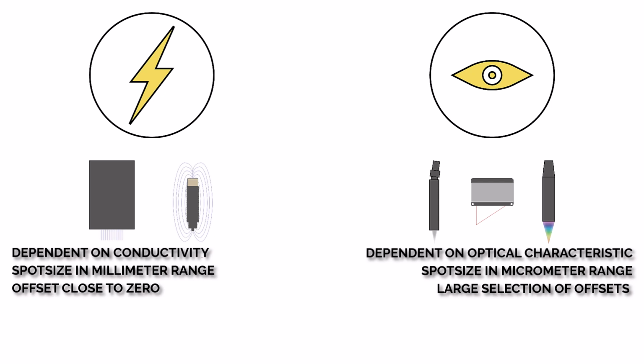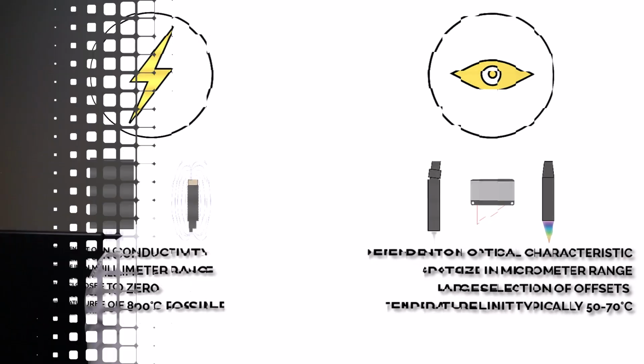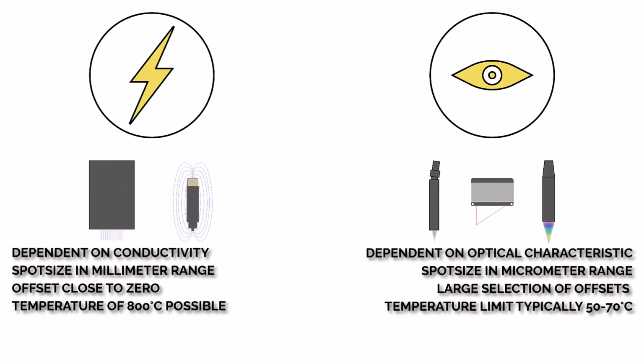Then we should also look at the temperature. While the high temperature versions of the electromagnetic sensors allow you to get very close to hot targets, the optical sensors are often limited to a maximum of 70 degrees Celsius. But keep in mind that the high offset of some of the optical sensors allows you to position them further away from the target, and that might make optical sensors feasible even though the target temperature is way above 70 degrees Celsius. And finally, let's look at the robustness of the two groups.